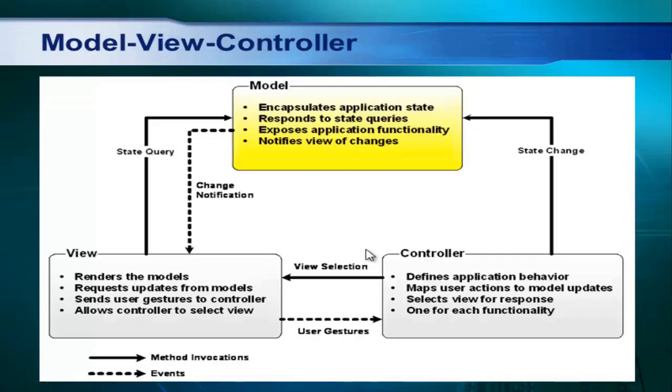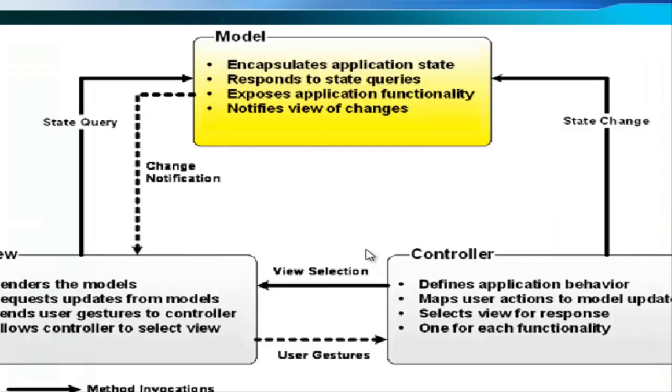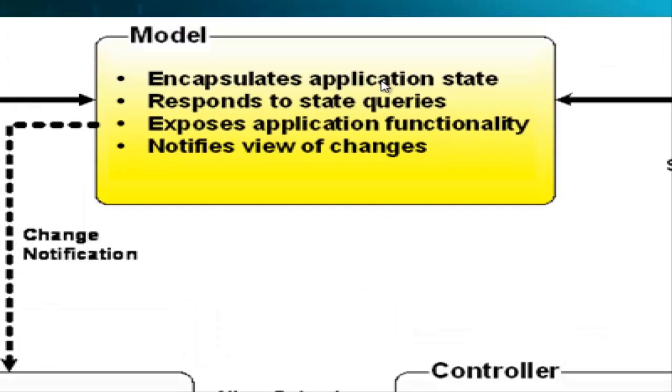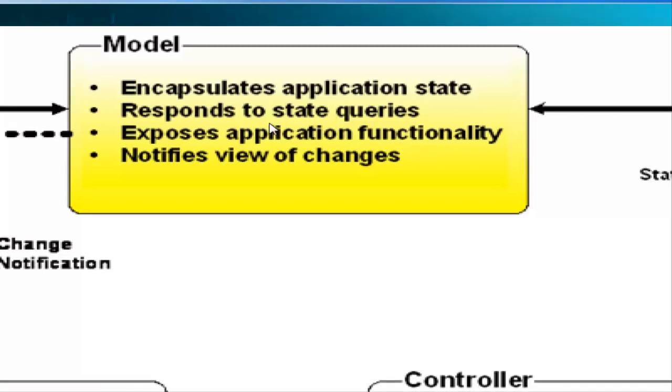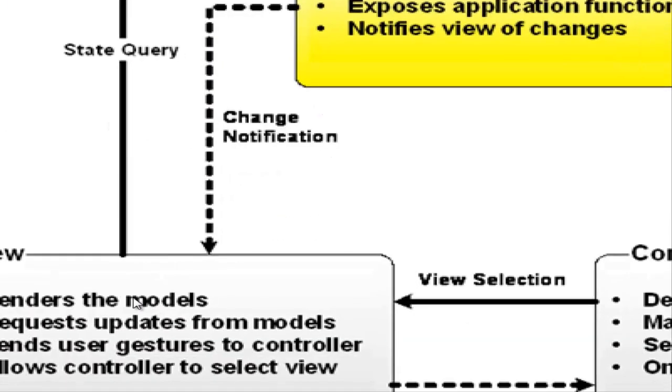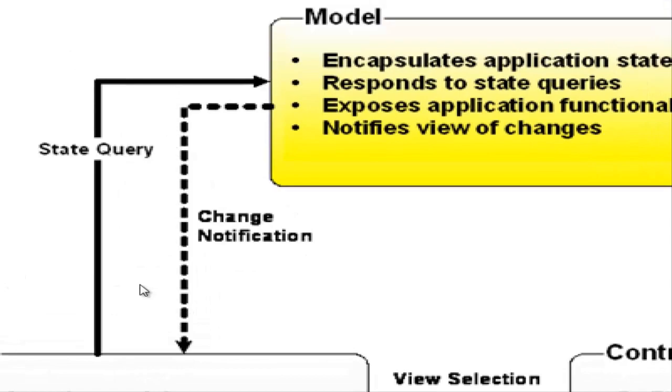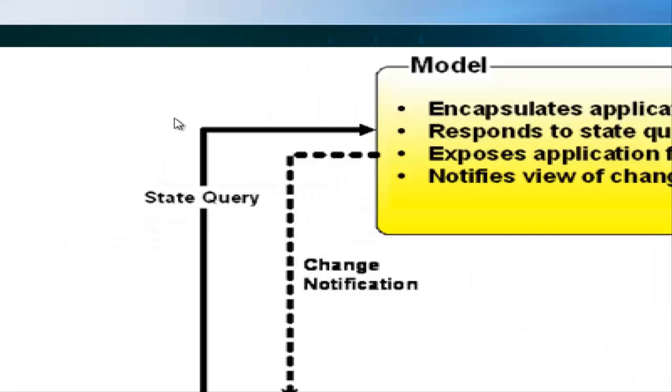Let's look at the model now. So what is there in the model? Model encapsulates the state, the data. It responds to the queries by the view. This is your view. View can ask for the state query. What is the state of the data?